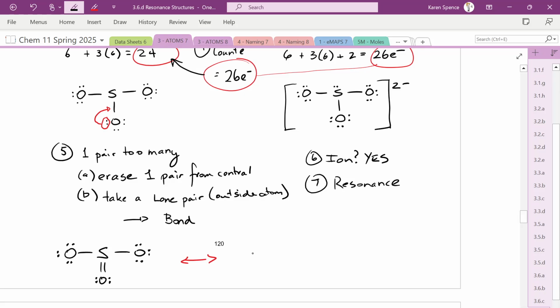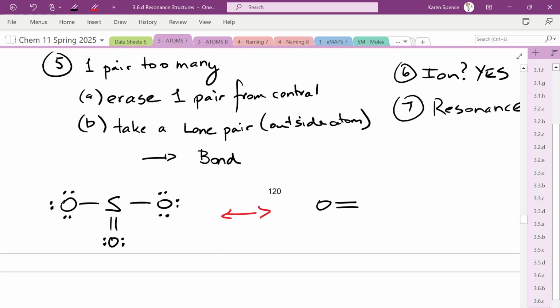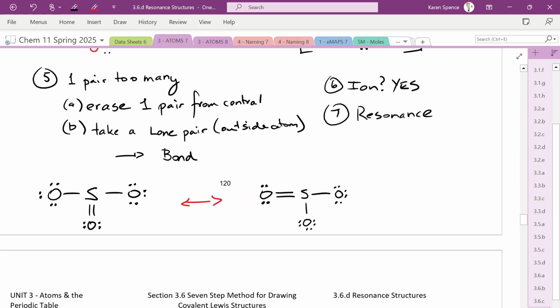And maybe we could put the double bond on the left. How many lone pairs should that left-hand oxygen have now? 2. And now this one has a single bond. How many lone pairs should it have? 3. 1, 2, 3. And then this one over here would have 1, 2, 3. Are we done? No, why not? There's one more possible place we could put it, so we would have to draw that.